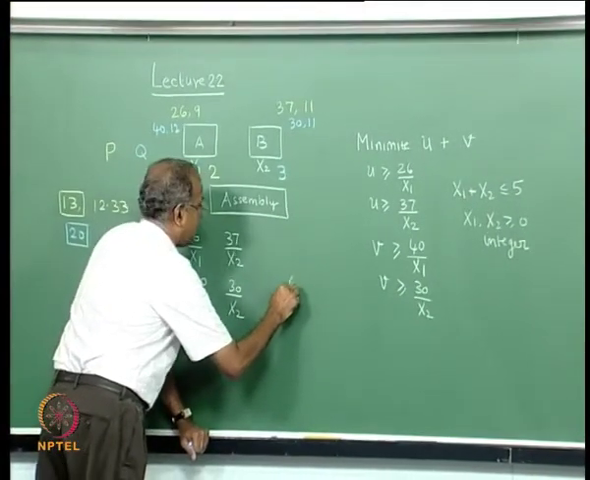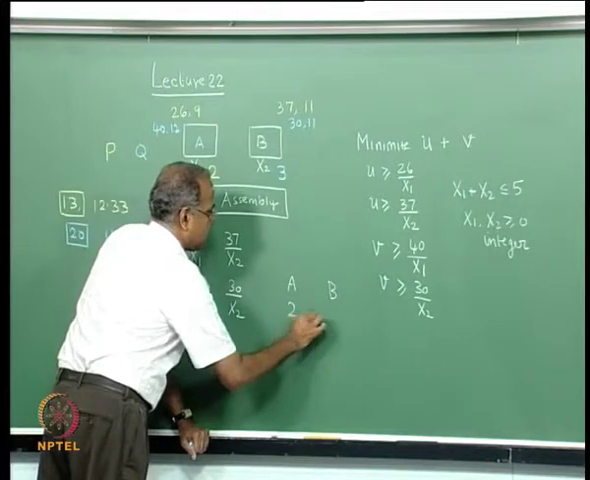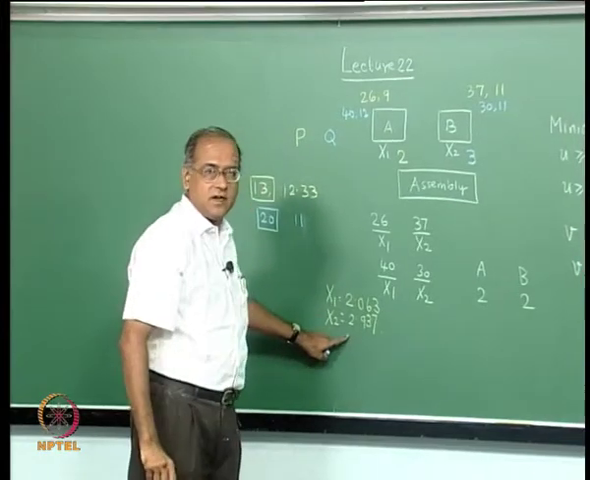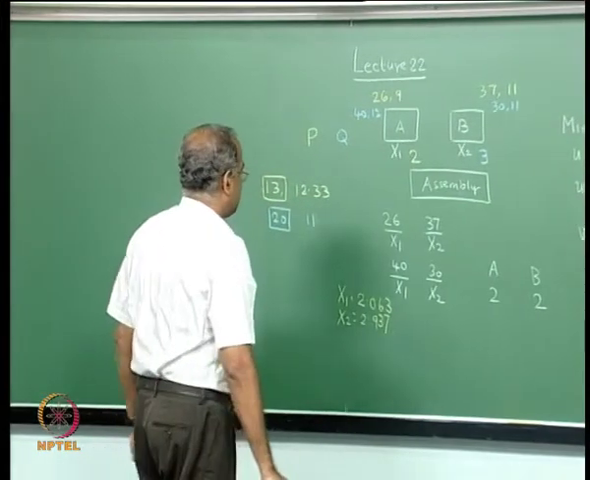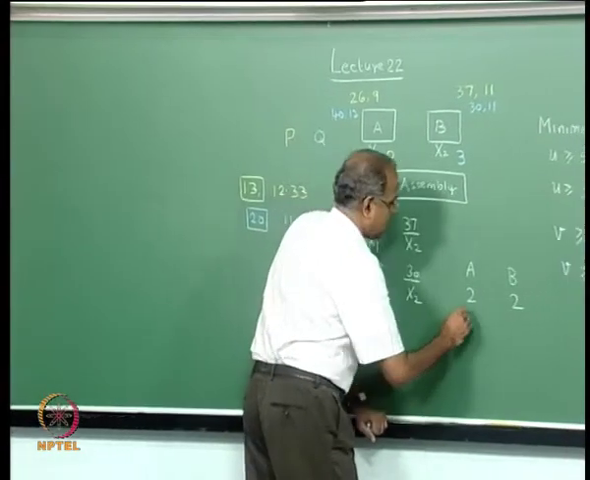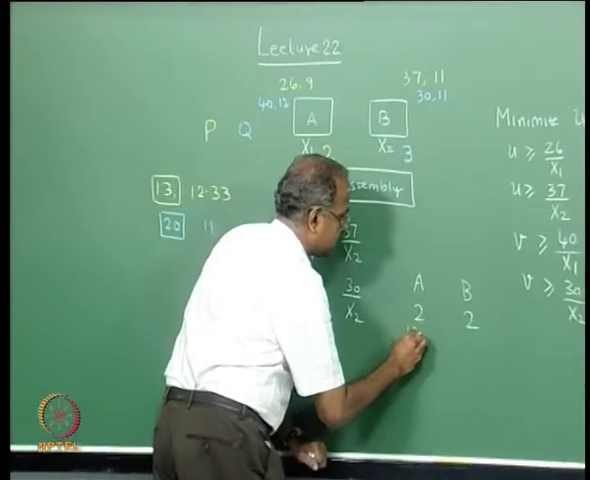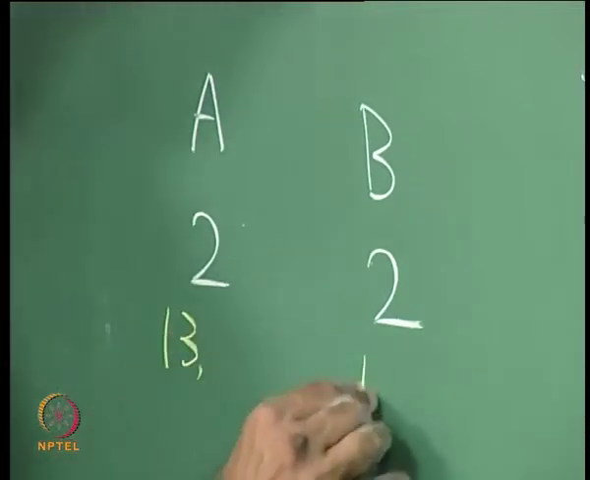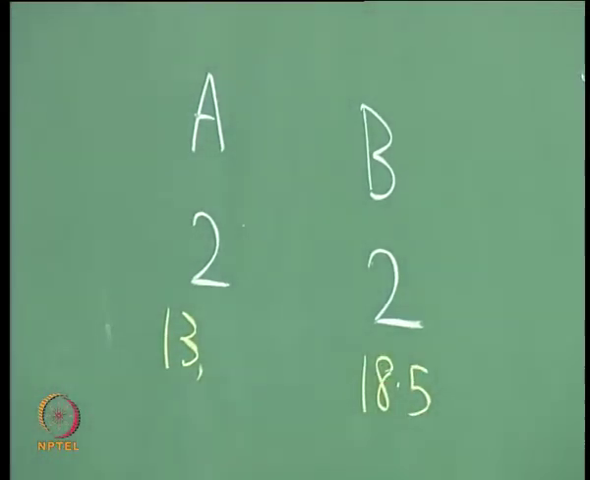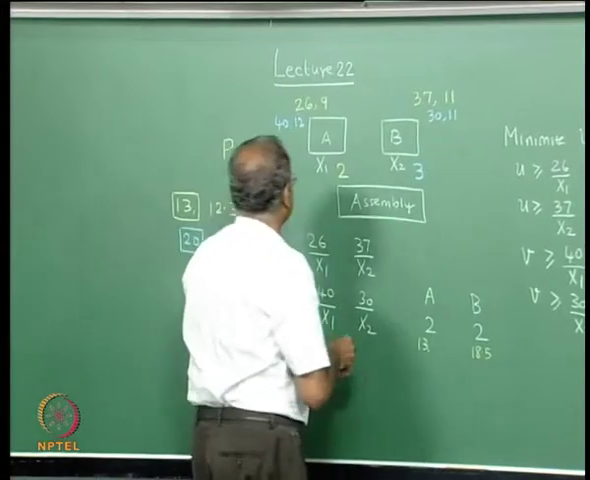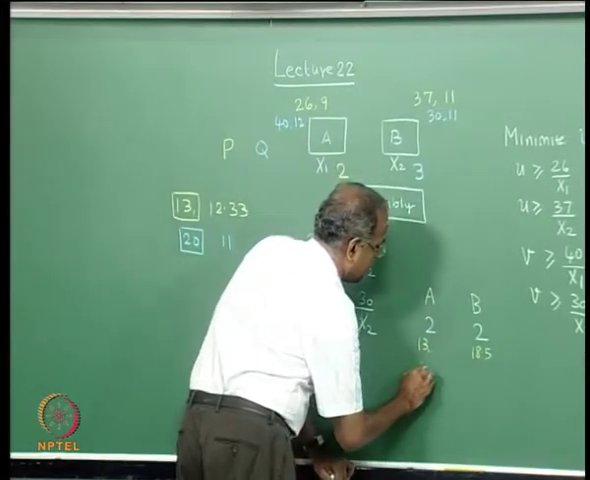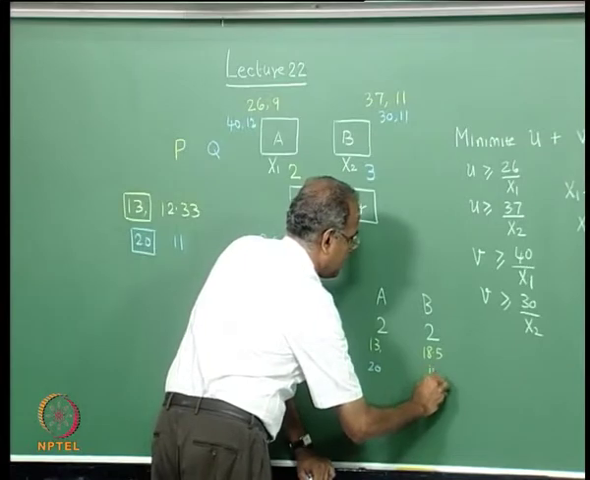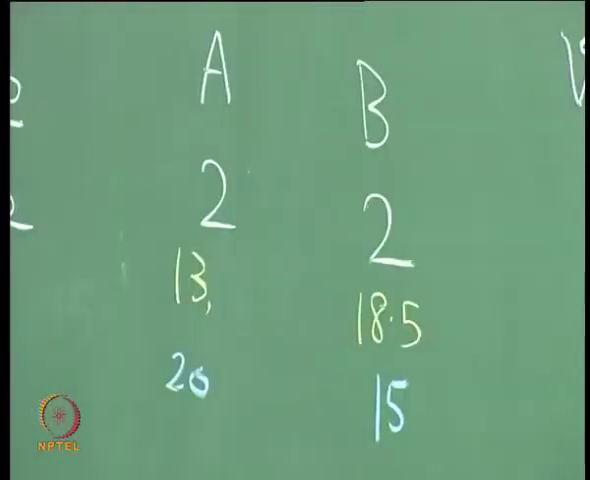This is A, this is B. So, we give 2 and 2 to both of them, because the lower integer value is 2, lower integer value is 2. So, that would give us 26 by 2, 13, and for the other, 37 by 2 is 18.5. And 2 and 2 for this would give us 20. And the value here is 15, 30 by 2 is 15.